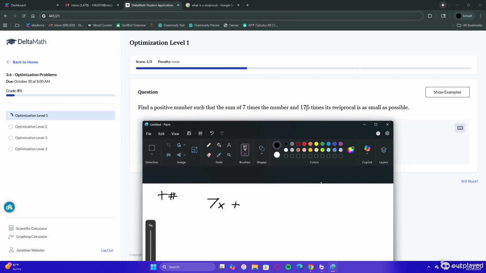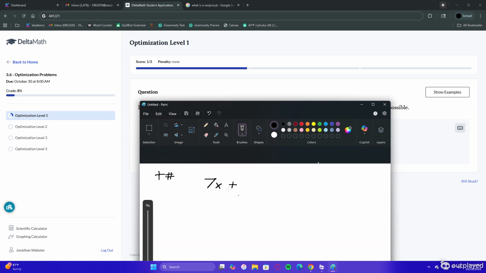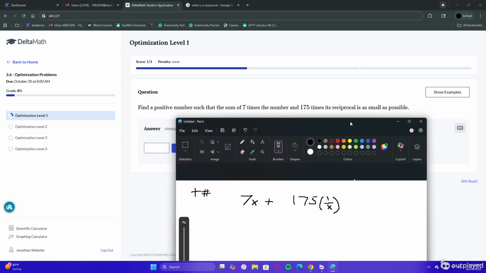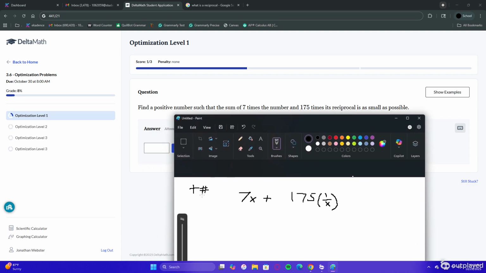175 times its reciprocal. So remember a reciprocal, for example, if you have something like 8, its reciprocal would be 1 over 8. So here, 7x plus 175 times its reciprocal, so it'd be 175 times 1 over x, and we're asked to find a minimum value. So this has to be as small as possible.